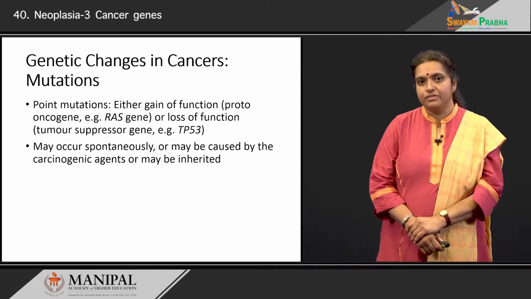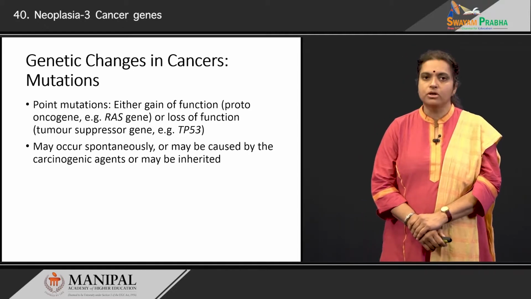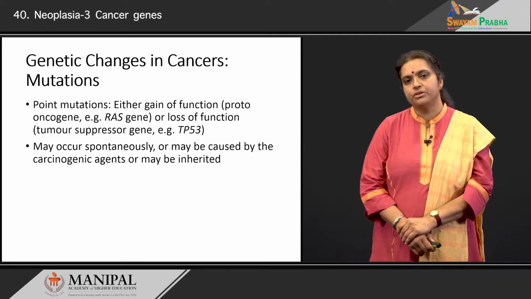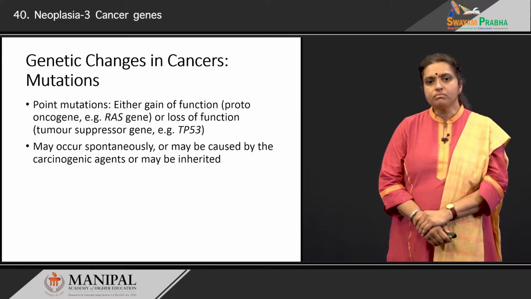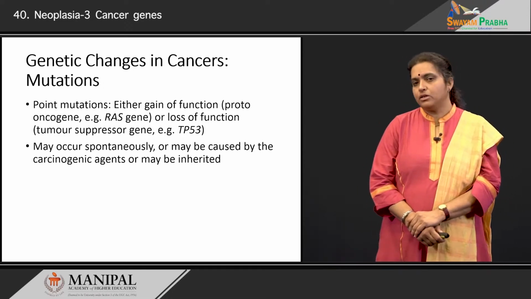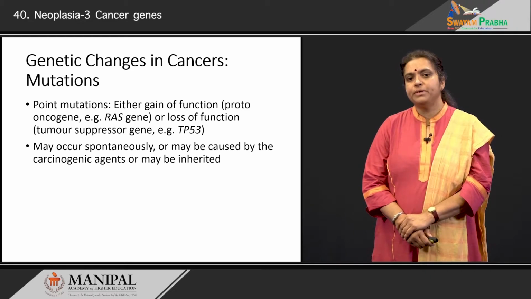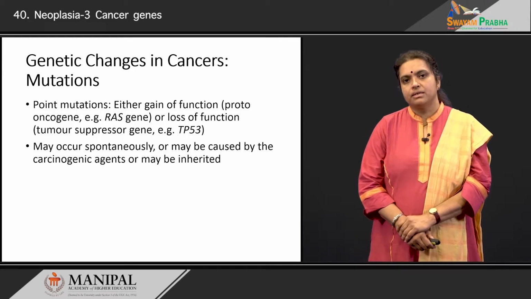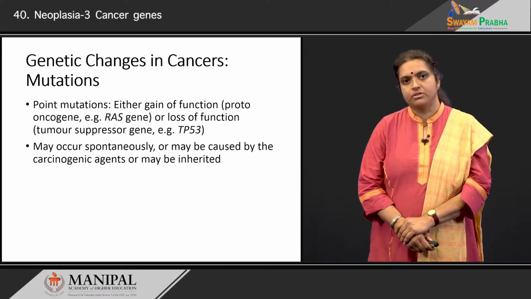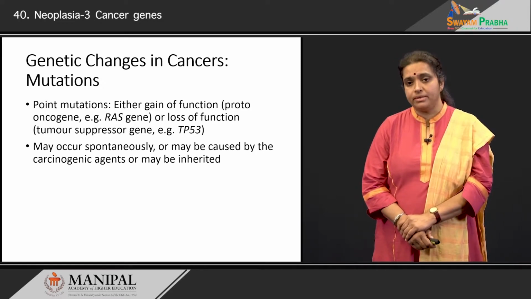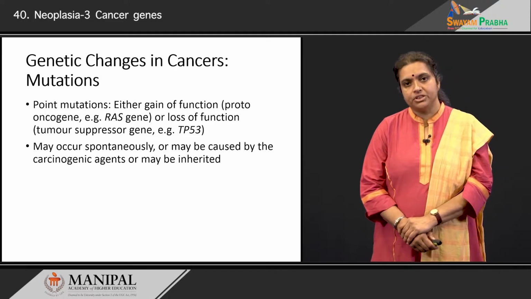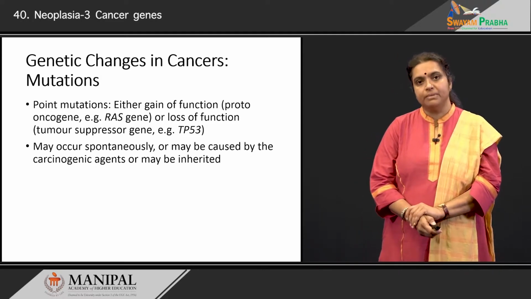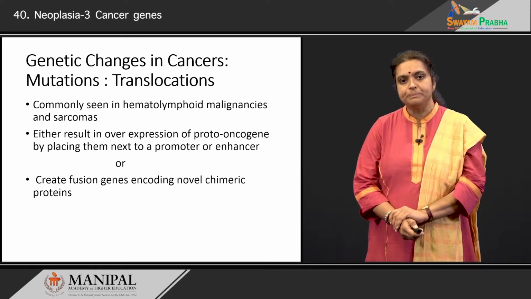Or there may be loss of function of a tumor suppressor gene. The most common example is a mutation causing loss of function of the p53 gene. Now, these mutations can occur spontaneously, or they may be caused by carcinogenic agents such as chemical carcinogens or radiation, or even be inherited. Whatever the cause is, if a mutation happens within a proto-oncogene or a tumor suppressor gene, that could turn the cell malignant.